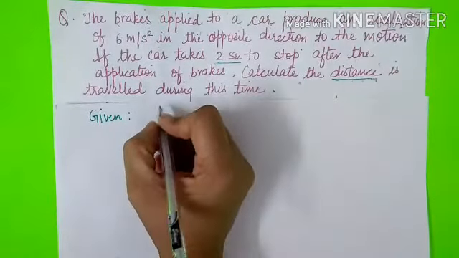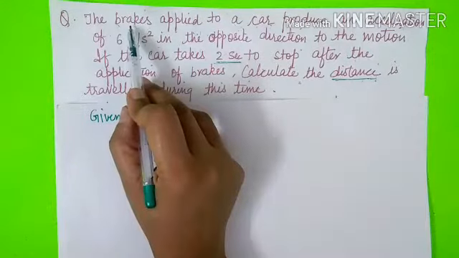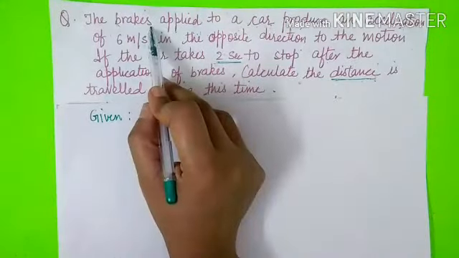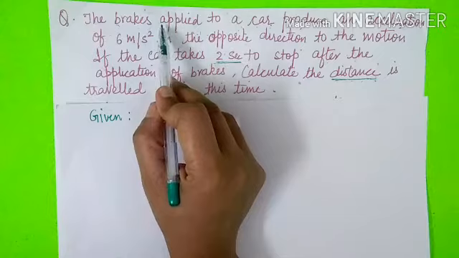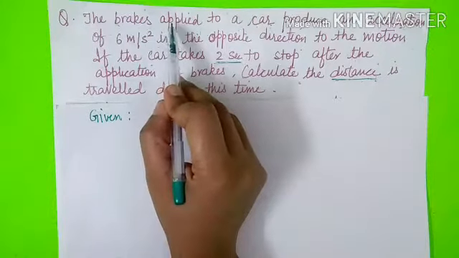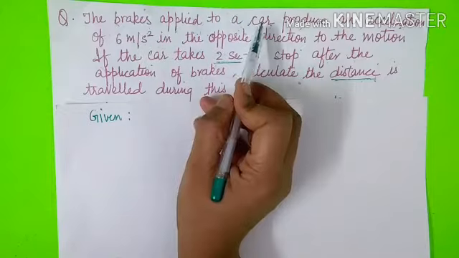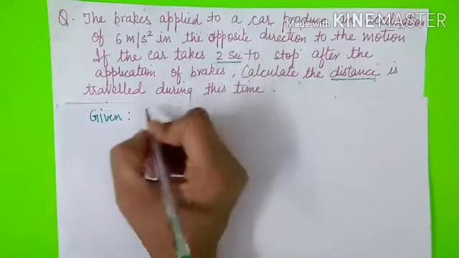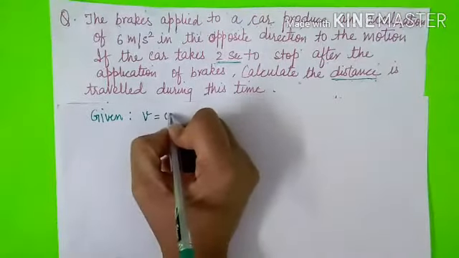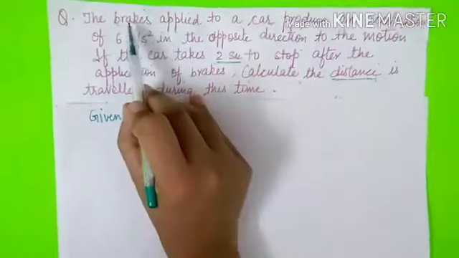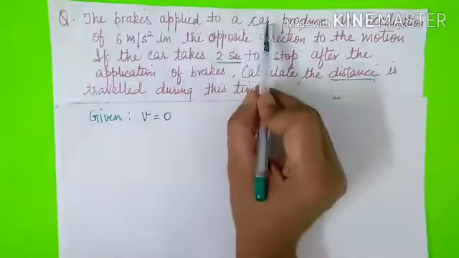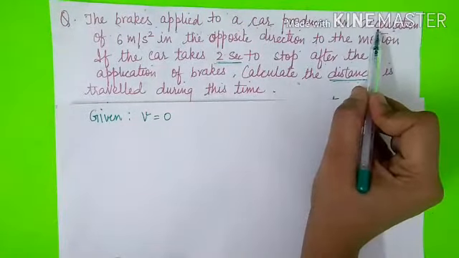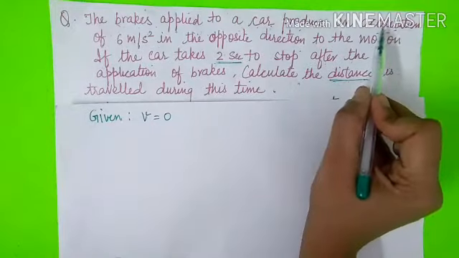Before writing the given part, I would like to mention here, whenever in any numerical a car or any vehicle applies brake, it means the final velocity is 0. Why is the final velocity 0? Because after applying brake, the car would stop. Clear? So whenever any vehicle stops, the final velocity is equal to 0. Clear? And after applying brake, the acceleration the car produces is retardation. We use retardation instead of acceleration.